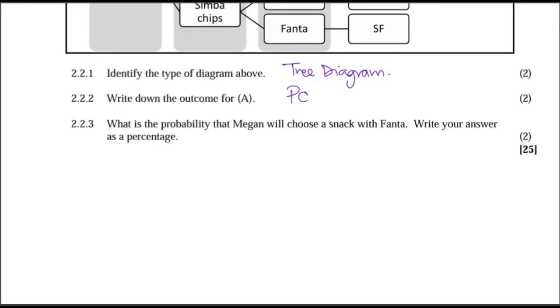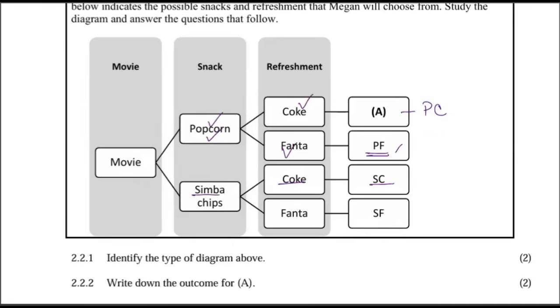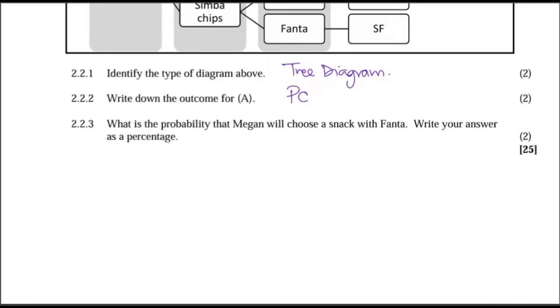What is the probability that Megan will choose a snack with Fanta? Write your answer as a percentage. A snack with Fanta. So all we look for is the one with F. So there are 2. Out of how many? We have 1, 2, 3, 4. So out of 4. But the answer is needed as a percentage. What do we do? Multiply by 100. Percentage is supposed to be 50%. So here, guys, it was supposed to be 2 over 4 times 100. And the answer here became half of 100.